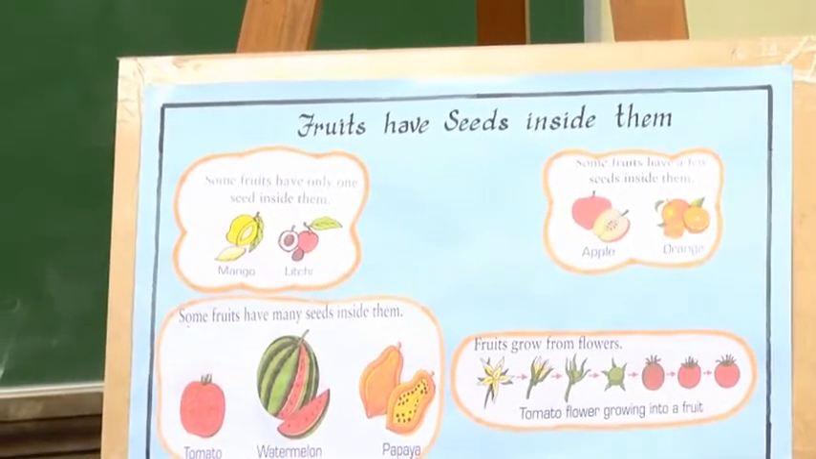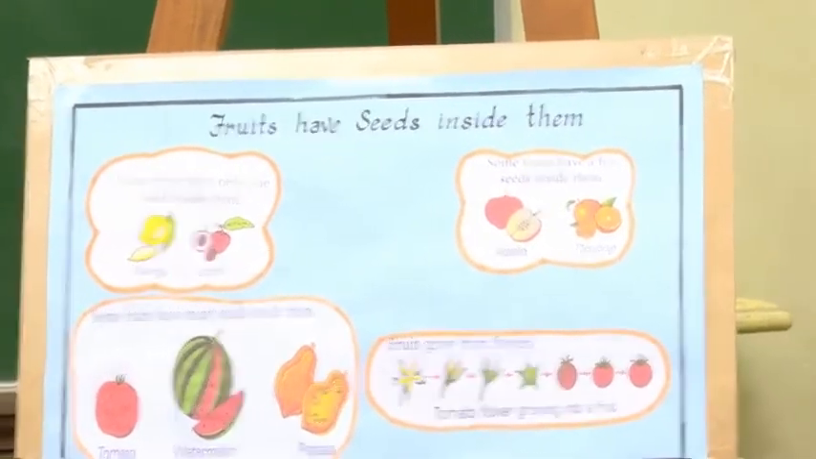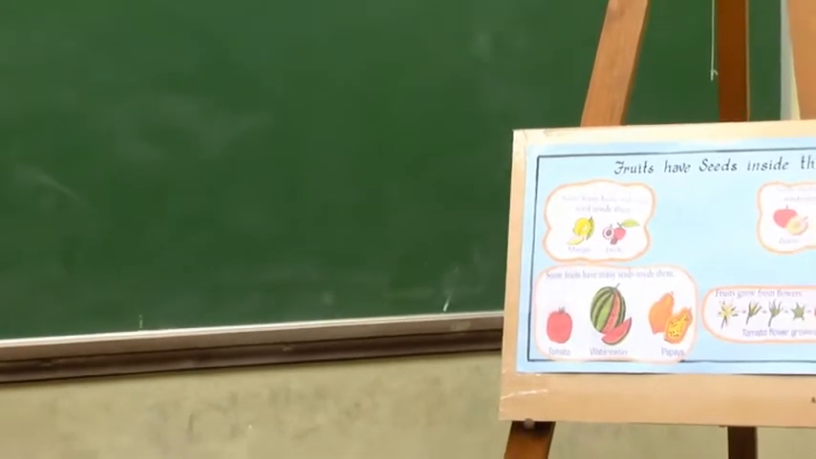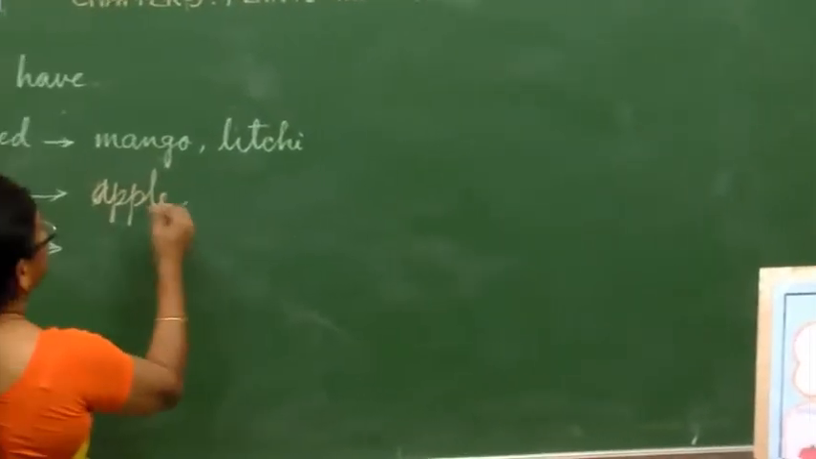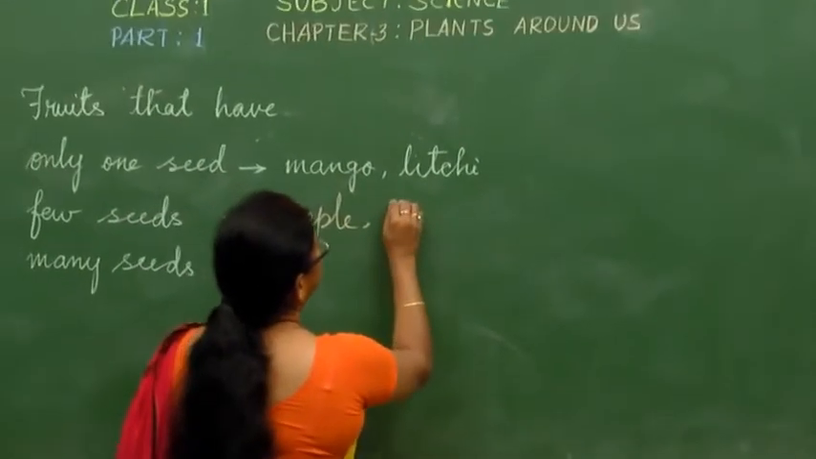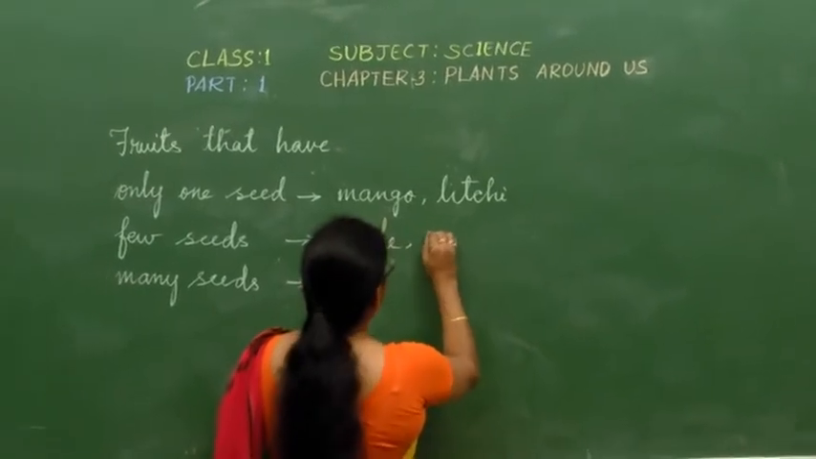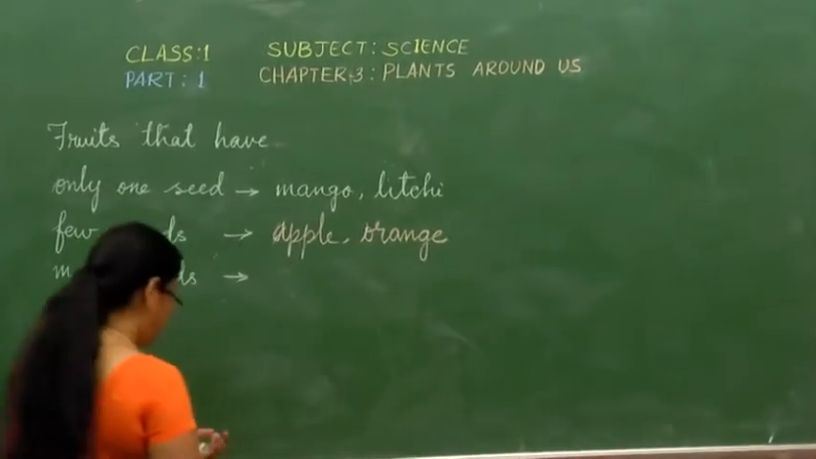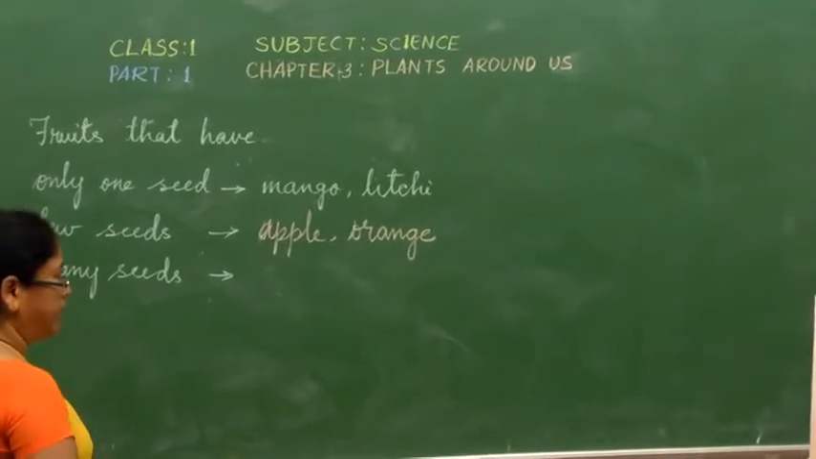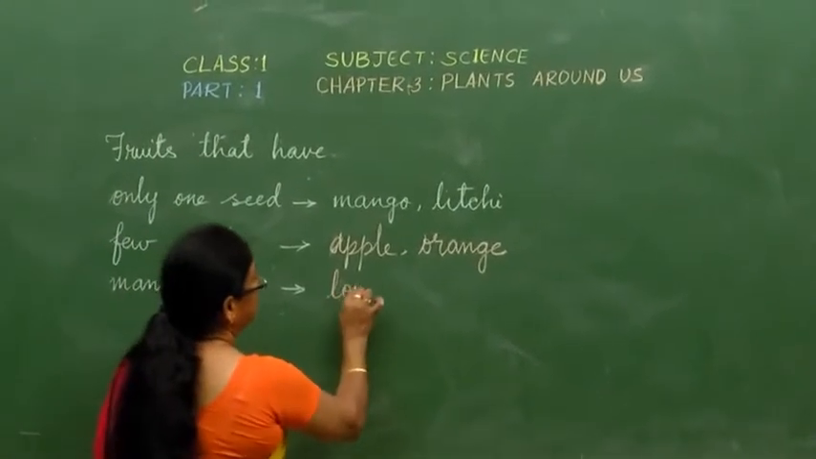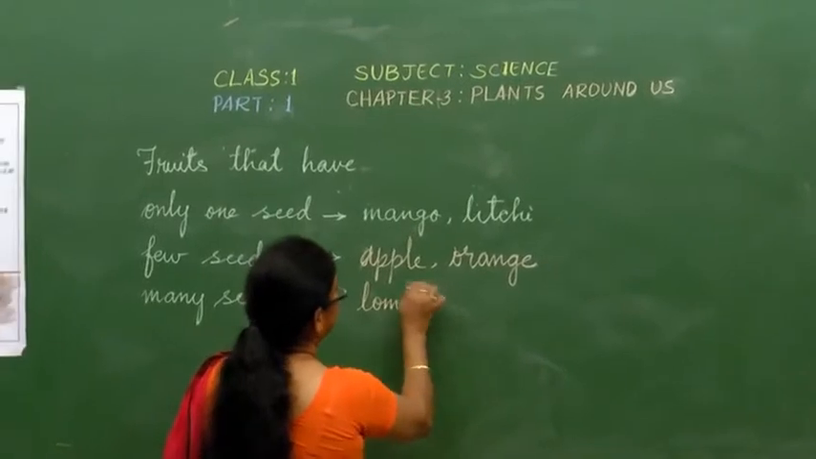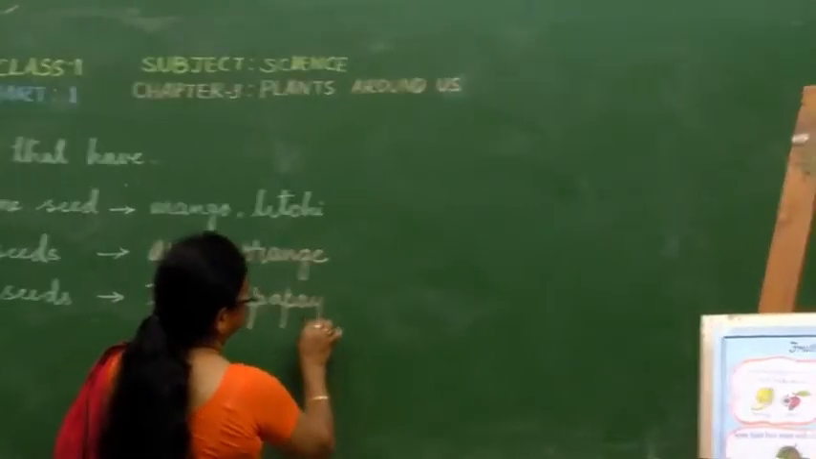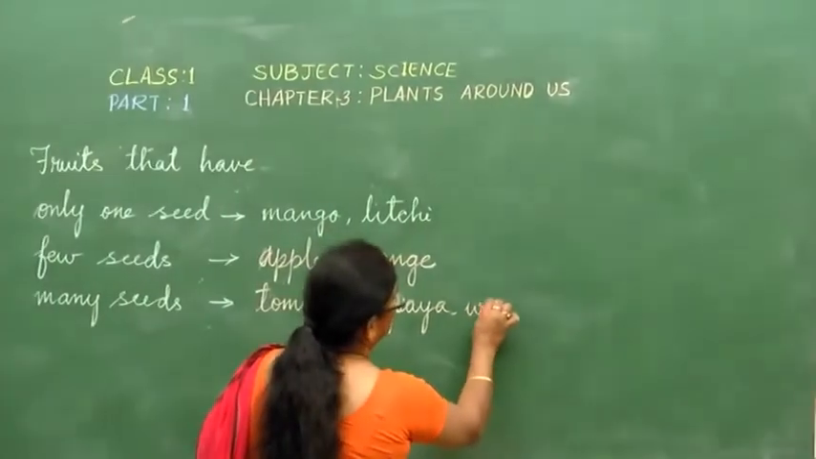Fruits that have few seeds are apple and oranges. And some fruits have many seeds in them like tomato, papaya and watermelon.